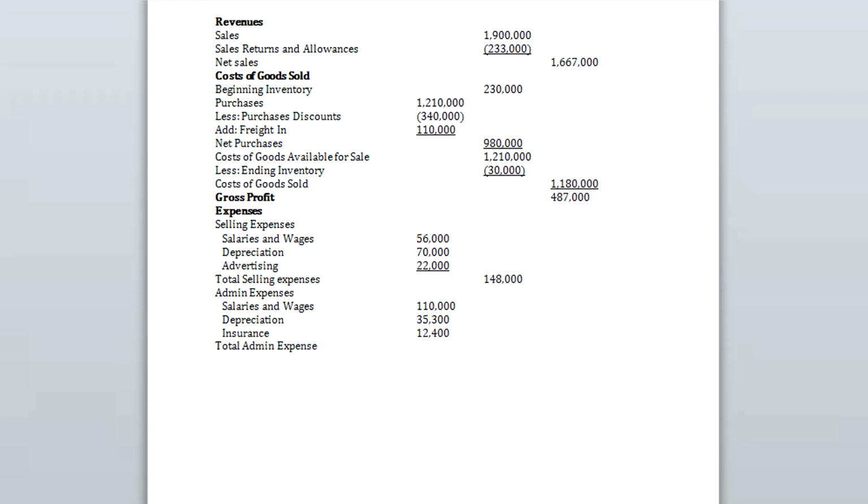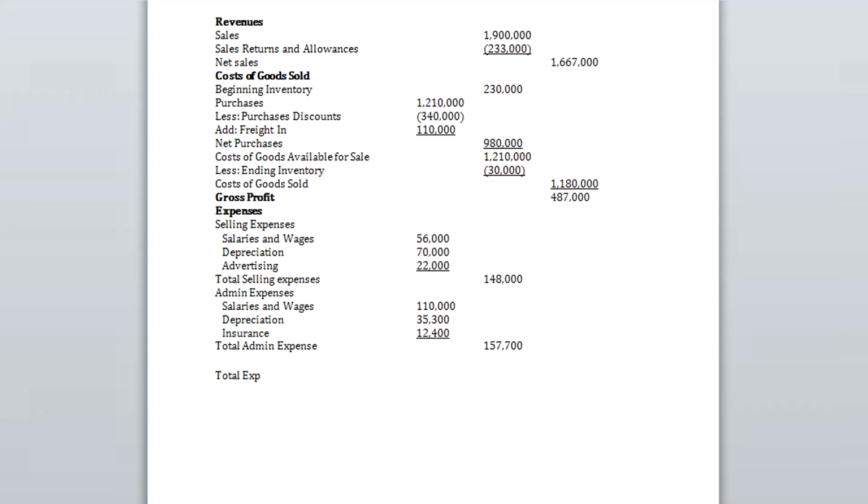If we add all these up, what are we going to get here? Let me find it. $157,700 is what we're going to get. Okay? So we have our total selling expense. We have our total admin expense. Now we can figure out our total expense.